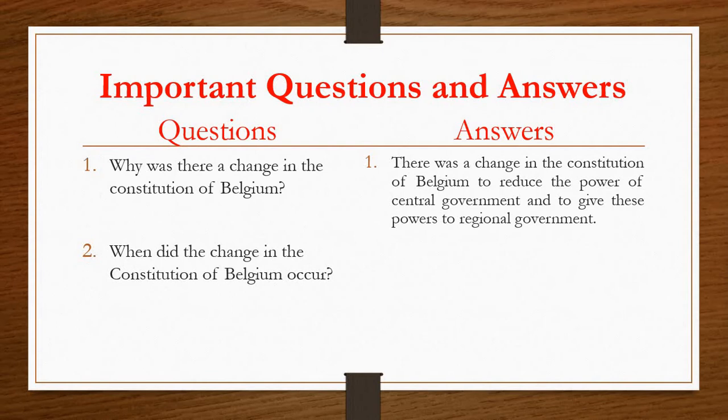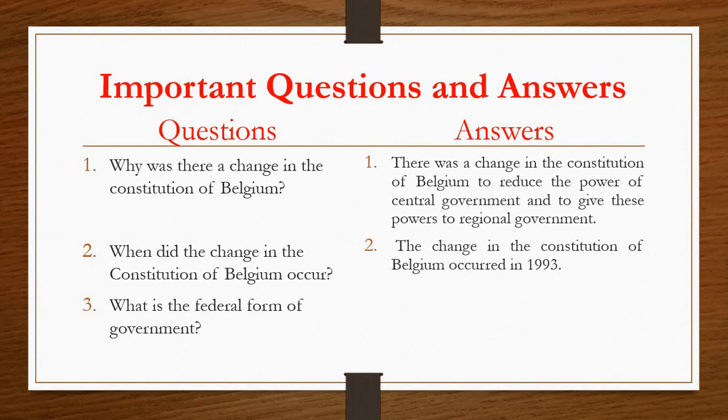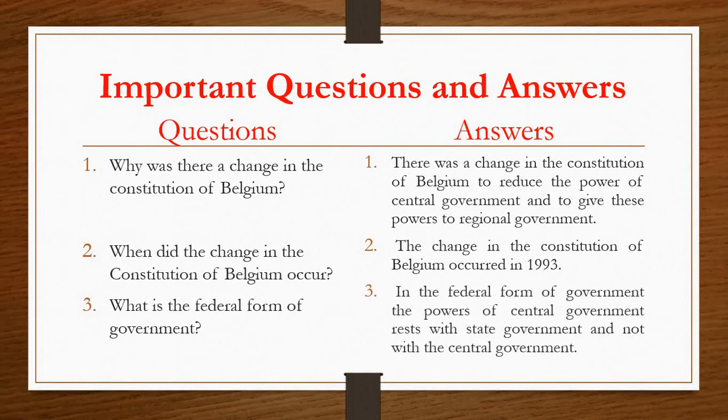Next question. When did the change in the Constitution of Belgium occur? The answer is, the change in the Constitution of Belgium occurred in 1993. Next, what is the federal form of government? In the federal form of government, the powers of central government rest with the state government and not with the central government. So this is called the federal form of government.